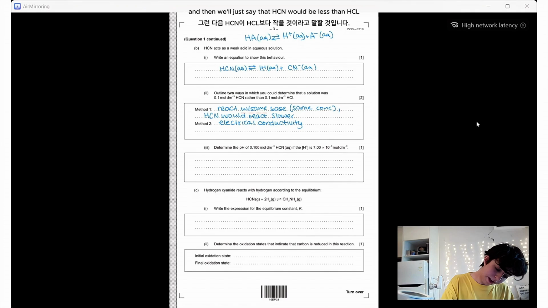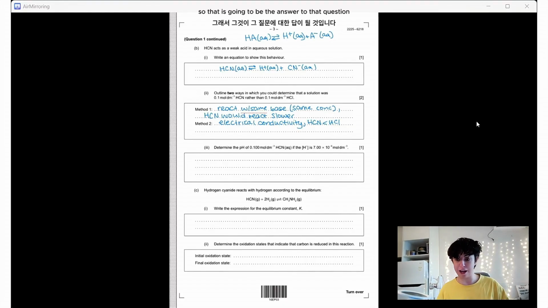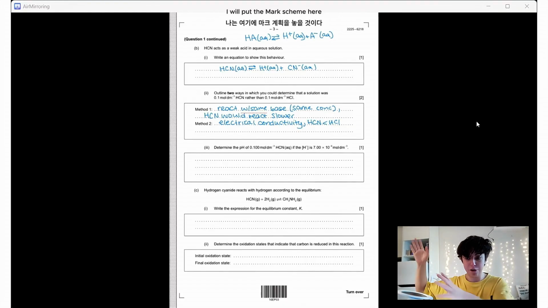And then we'll just say that HCN would be less than HCl. HCl would have more. Okay, so that is going to be the answer to that question. There were lots of different options here. I'll put the mark scheme here.